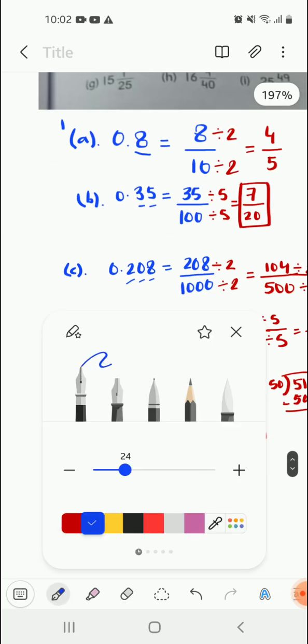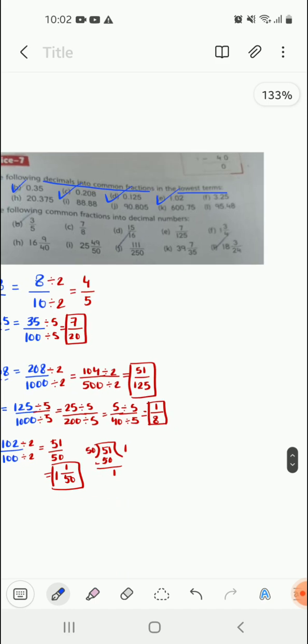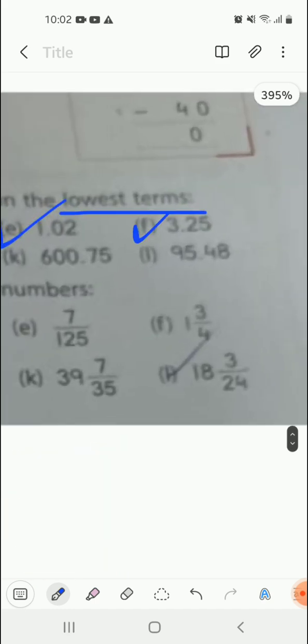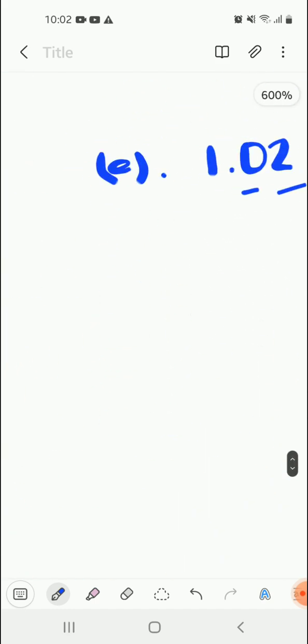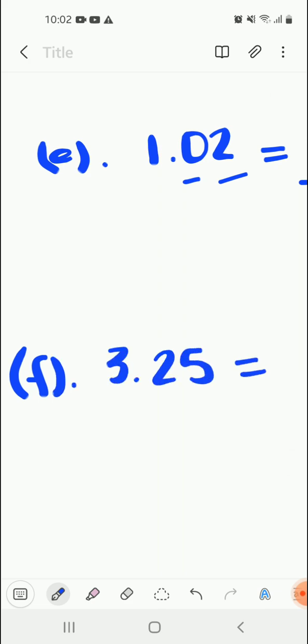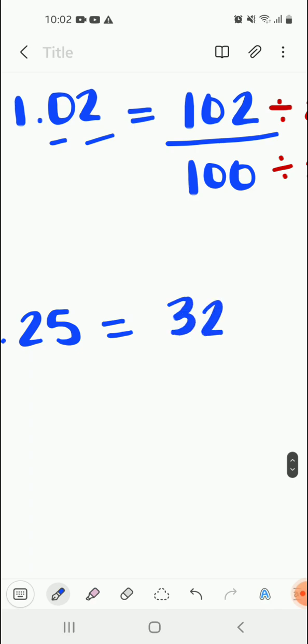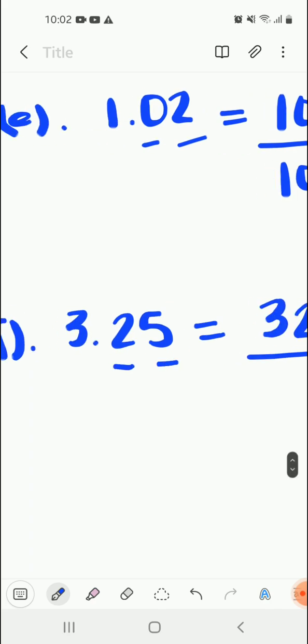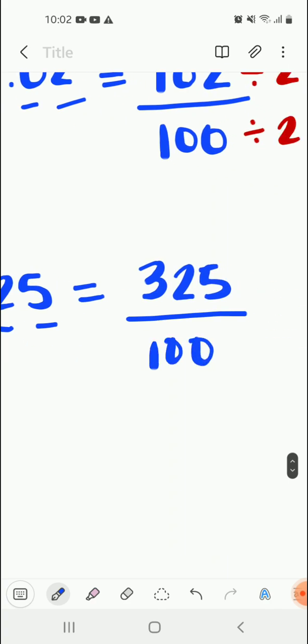Moving on, number F, 3.25. Now 3.25, we'll write 325, that is the number without the decimal point, and there are 2 decimal places, so 1, and there are 2 zeros.